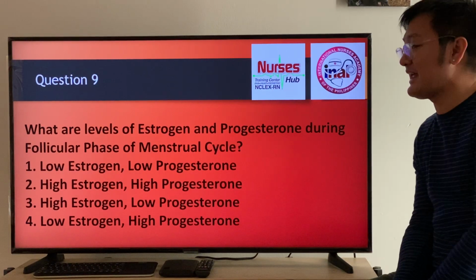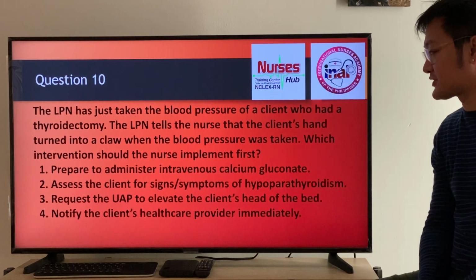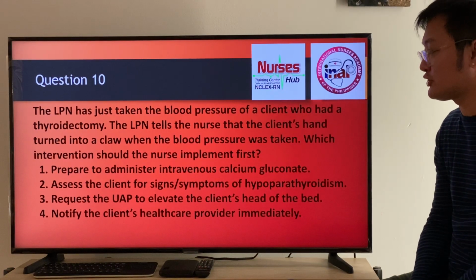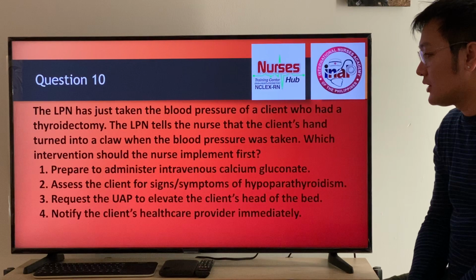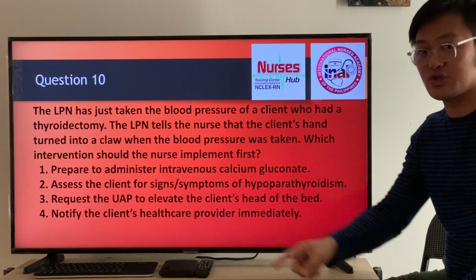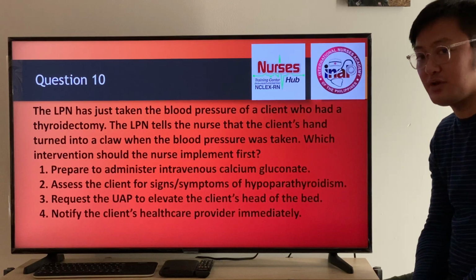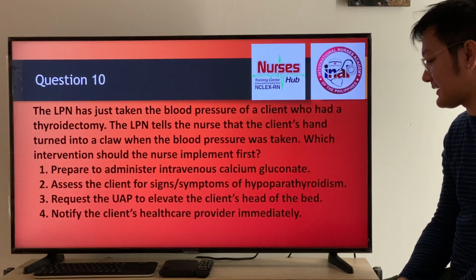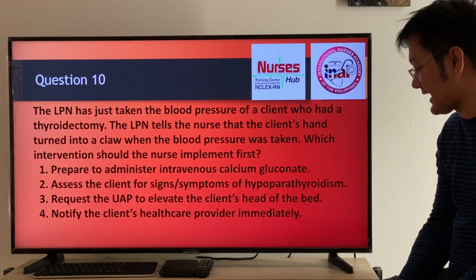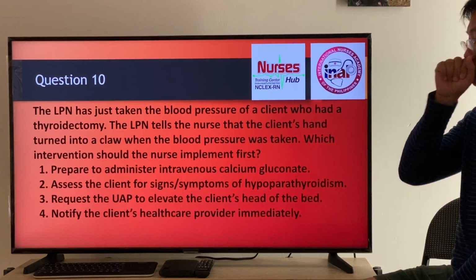Let's proceed to question number 10, and I believe this is the last question. The LPN has just taken the blood pressure of a client who had a thyroidectomy. The LPN tells the nurse that the client's hand turned into a claw when the blood pressure was taken. Which intervention should the nurse implement first? Again, implement first. What will you do first? Prepare to administer IV calcium gluconate. Assess the client for signs and symptoms of hypoparathyroidism. Request the UAP to elevate the client's head off the bed. Notify the client's healthcare provider immediately.